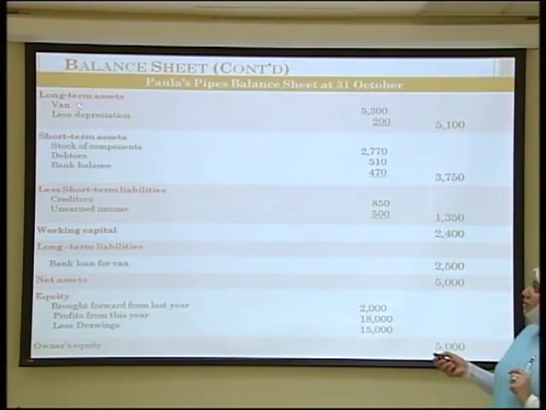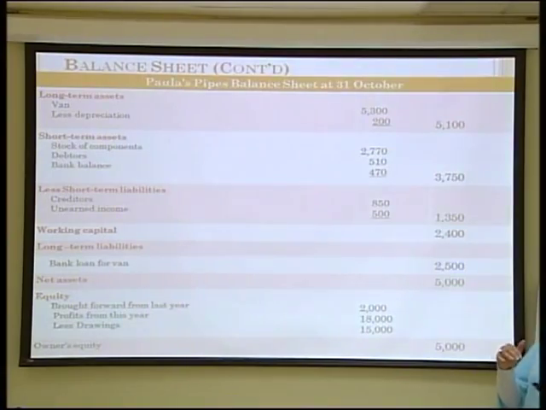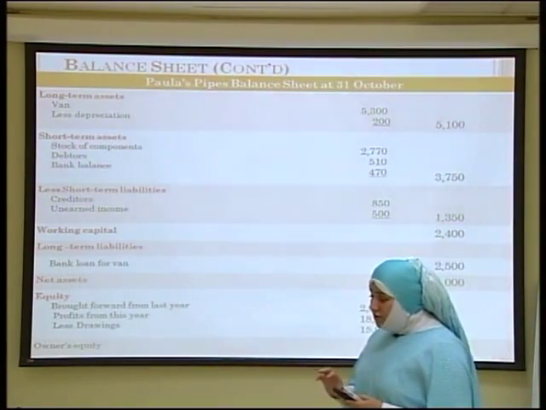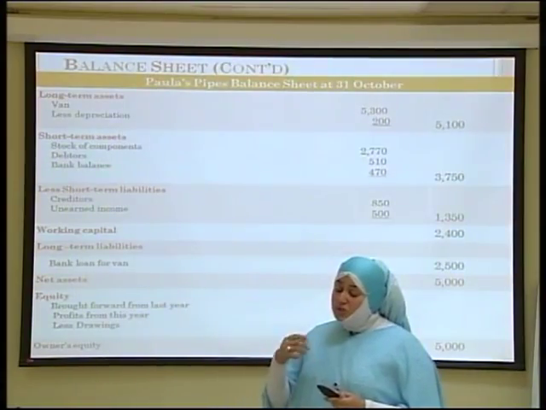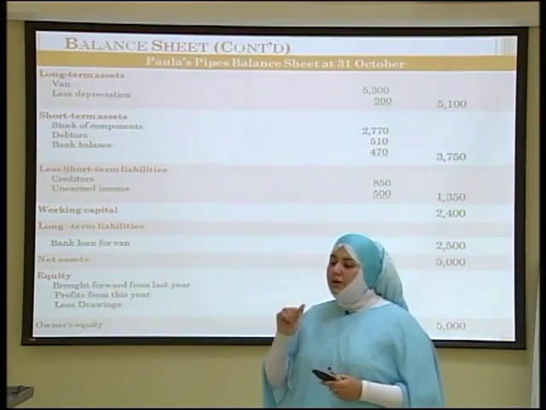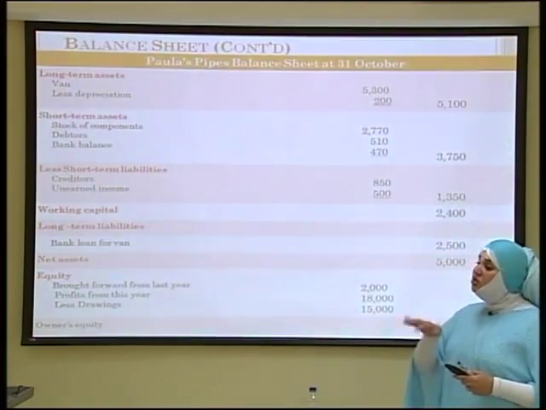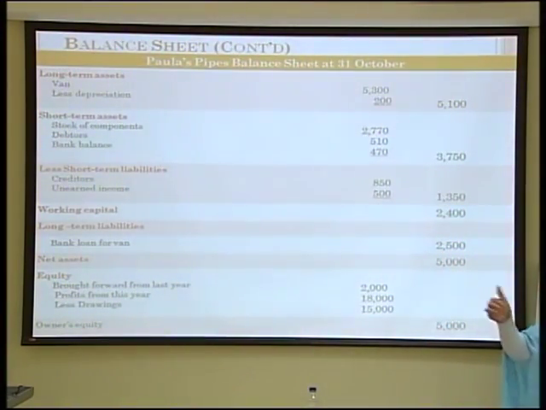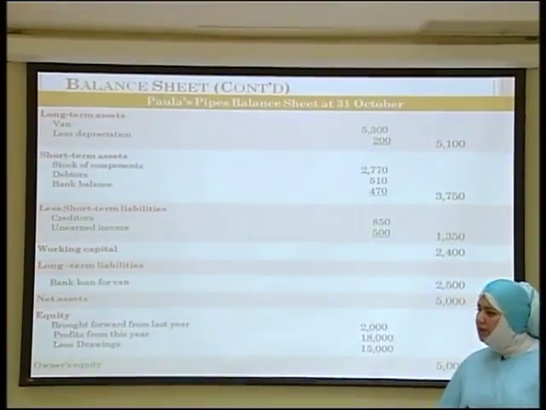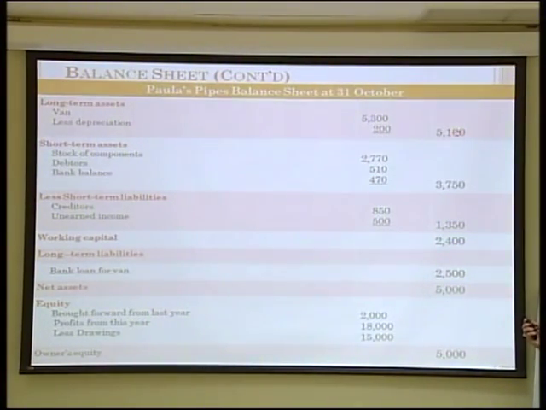The van is $5,300, and then they deduct what we call depreciation. Usually for machines we have depreciation because when you purchase a machine today for $100,000, for example, do you think that after years it will be working with the same quality? This is what we do: we depreciate its value, and you have different methods of depreciation. You will study this in financial accounting courses in detail. So this is minus the 200 depreciation. The net value of the long-term asset is 5,100.